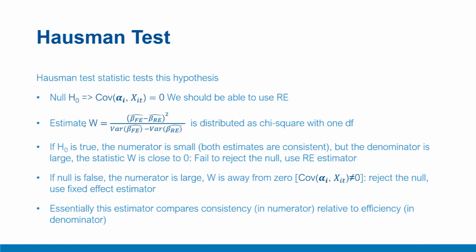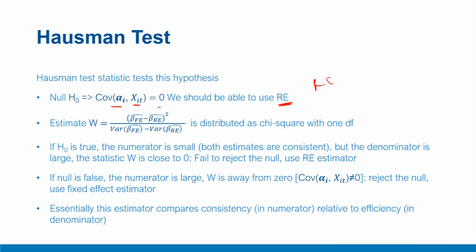Let's examine the Hausman test statistic and its hypothesis. The null hypothesis here is that the covariance between alpha i, the unobserved heterogeneity, and xit is equal to 0, and therefore both the models, RE and FE, are consistent, and because of its higher efficiency we should be able to use RE. So RE is better than FE under this particular null hypothesis.